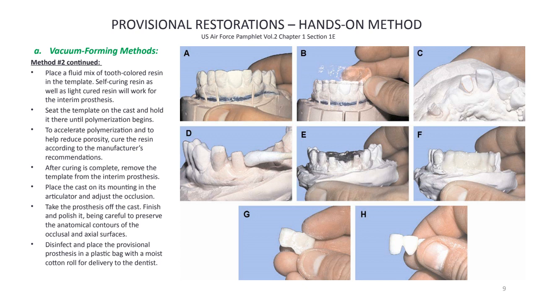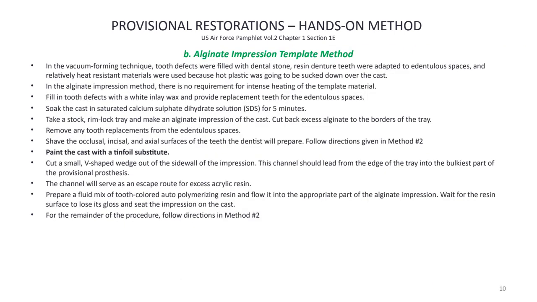So this is how the vacuum forming method looks using the wax up or the denture teeth that are placed where the missing teeth are. So once we have the vacuum formed clear acrylic, then we can fill out the space where the missing teeth are with tooth shaded acrylic that looks more like the natural teeth.